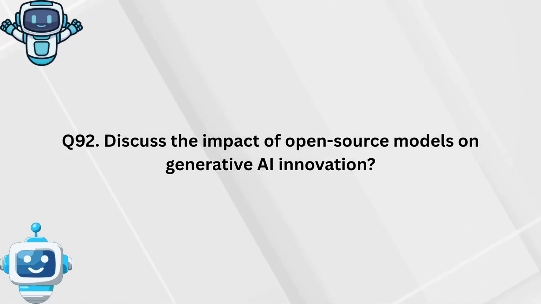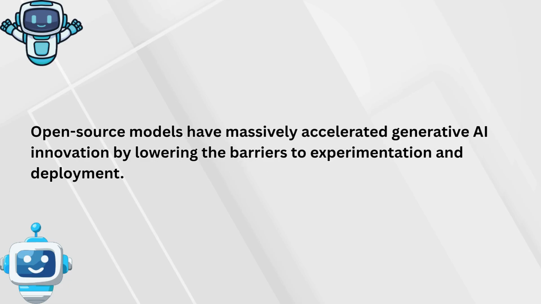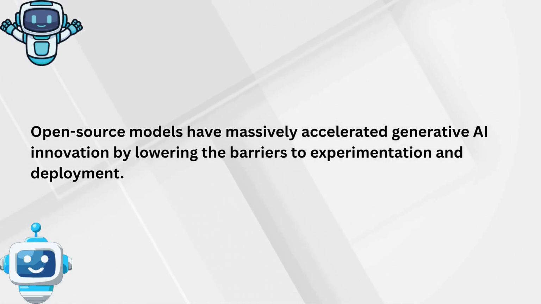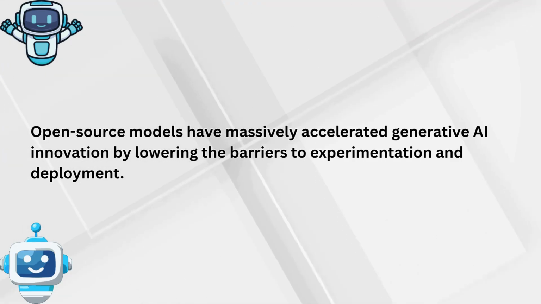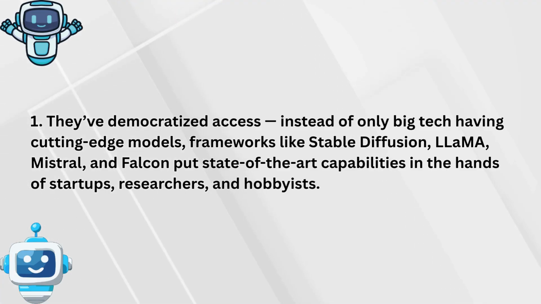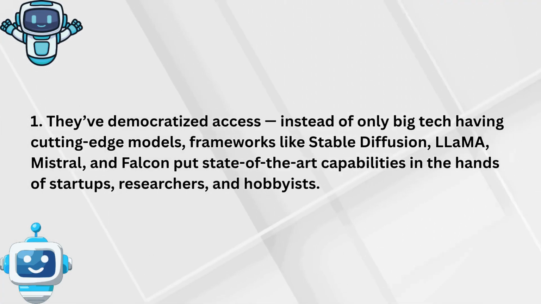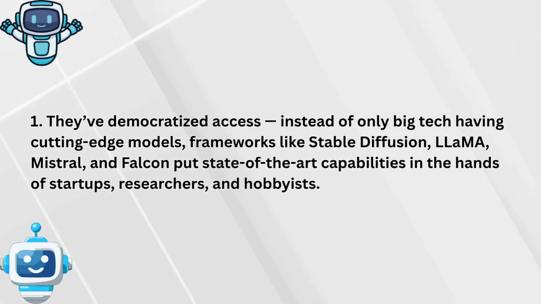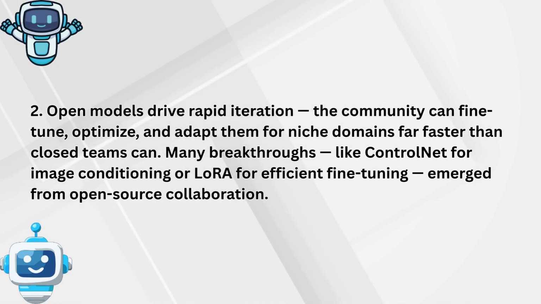Discuss the impact of open-source models on generative AI innovation. Open-source models have massively accelerated generative AI innovation by lowering the barriers to experimentation and deployment. First, they've democratized access. Instead of only big tech having cutting-edge models, frameworks like Stable Diffusion, Llama, Mistral, and Falcon put state-of-the-art capabilities in the hands of startups, researchers, and hobbyists. Second, open models drive rapid iteration. The community can fine-tune, optimize, and adapt them for niche domains far faster than closed teams can. Many breakthroughs like ControlNet for image conditioning or LoRA for efficient fine-tuning emerge from open-source collaboration.